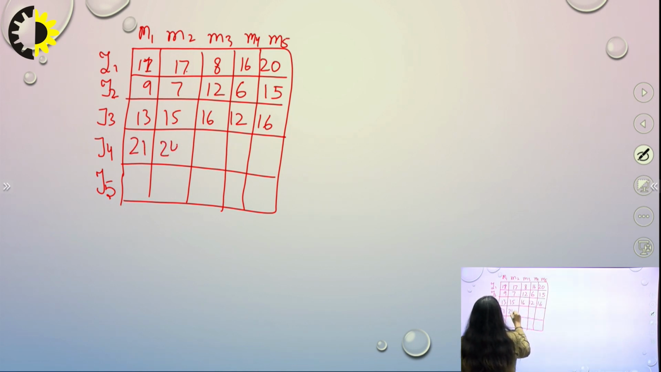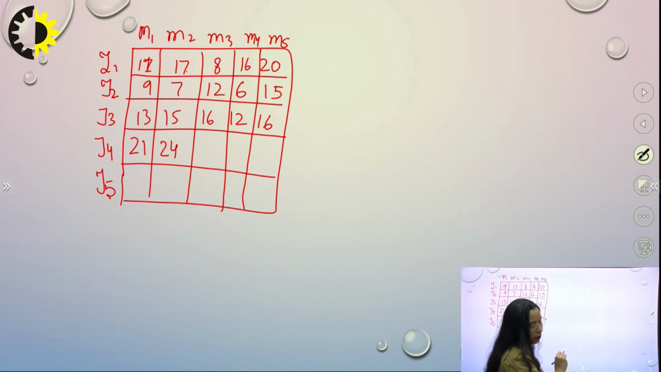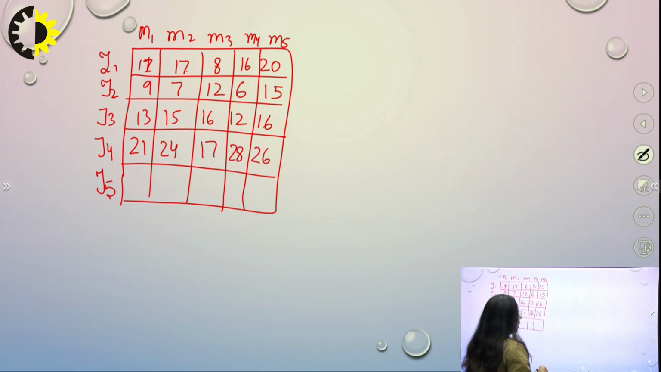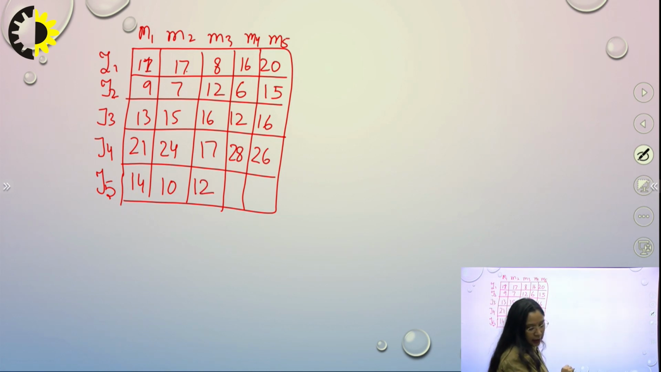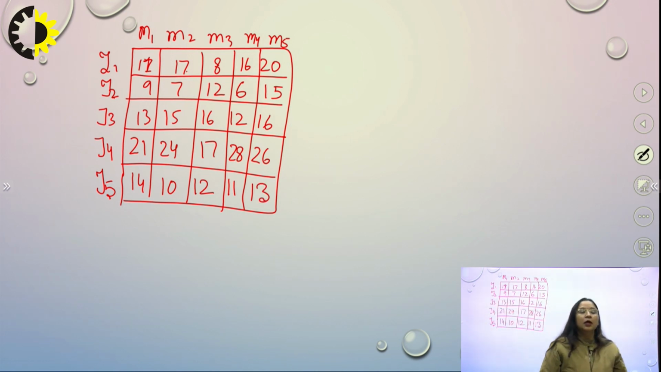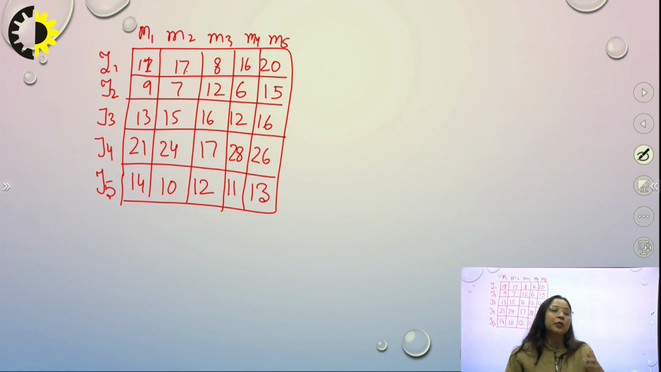Then 21, 24, 17, 28, 26. And the last row is 14, 10, 12, 11, 13. Now we have a perfect square matrix over here. That means the number of jobs is equal to the number of machines.